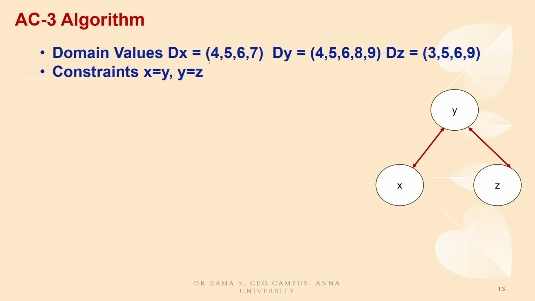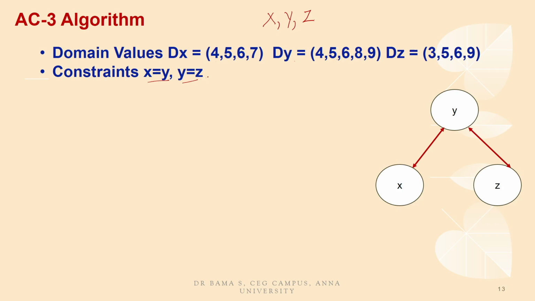Let us see a very simple problem here. Here I have three variables, x, y and z. For x the domain values are 4, 5, 6, 7, for y it is 4, 5, 6, 8, 9 and for z it is 3, 5, 6, 9. The constraints that we have kept are x is equal to y and y is equal to z.